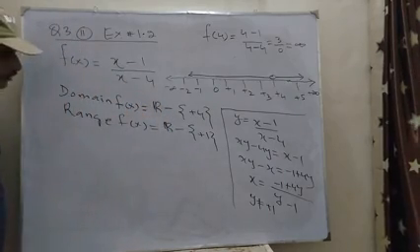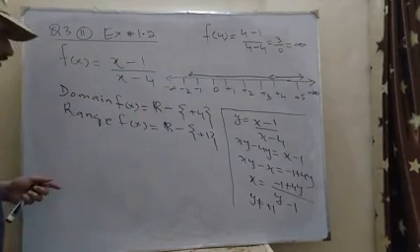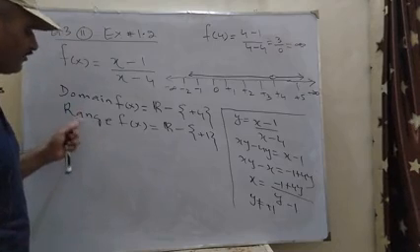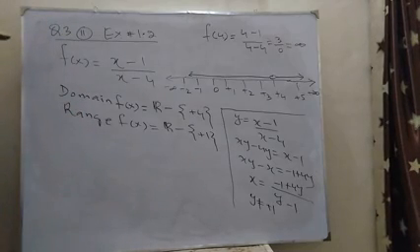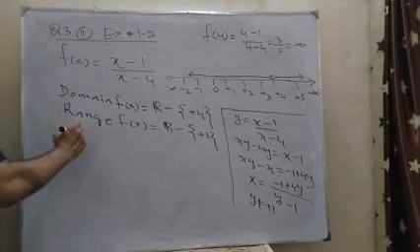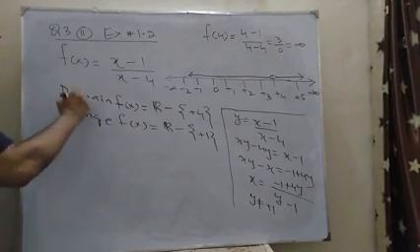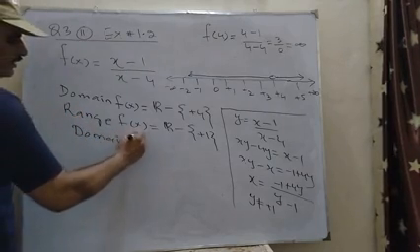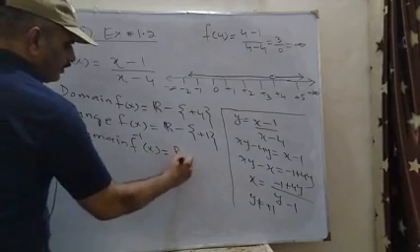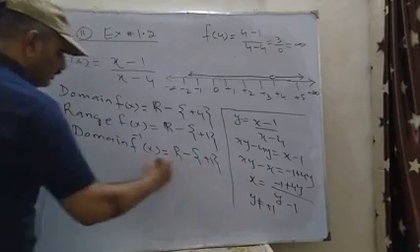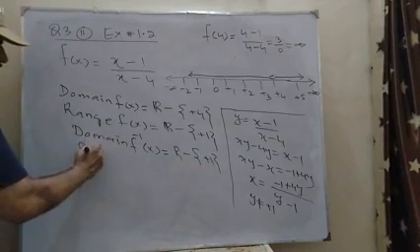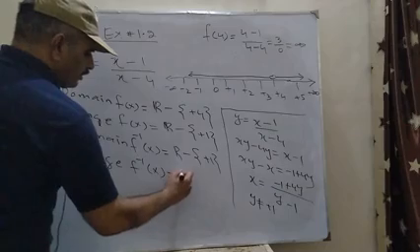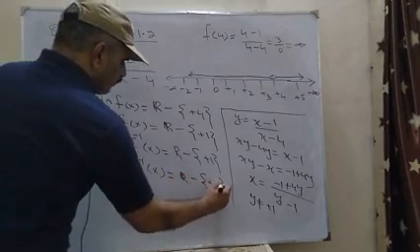So what you have to do next in exercise 1.2, you have been asked to find the domain and range of the inverse function without finding the inverse. As I told you in the previous question, you just interchange the domain and range. So the domain of the inverse function will be all real numbers except plus 1, and the range of the inverse function will be all real numbers except plus 4.